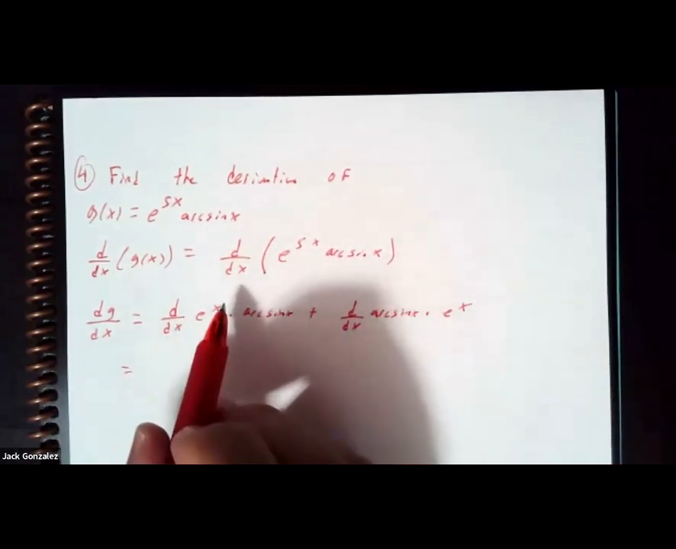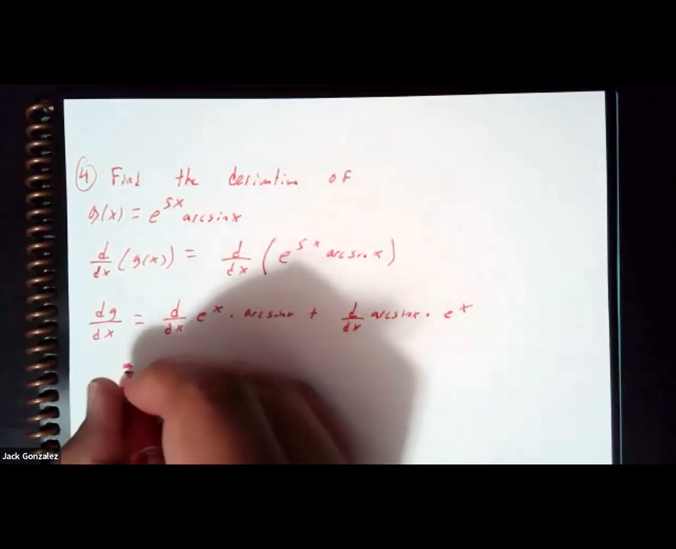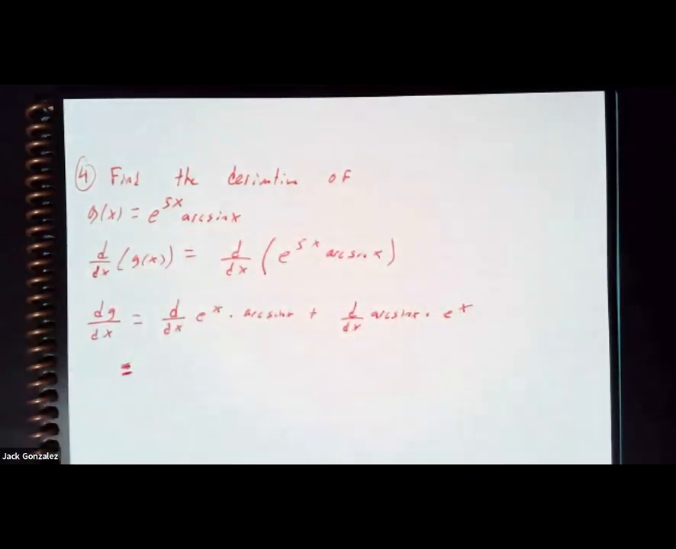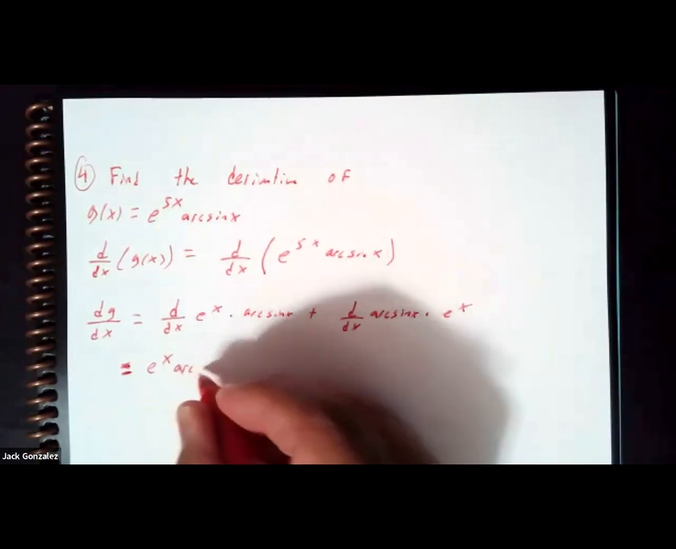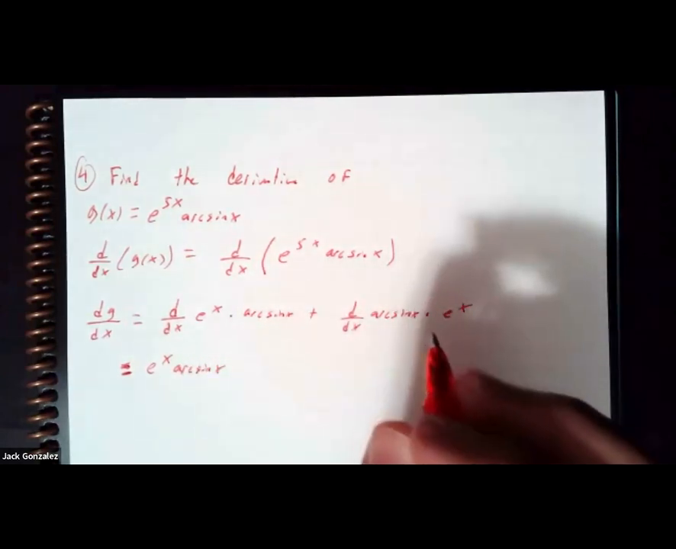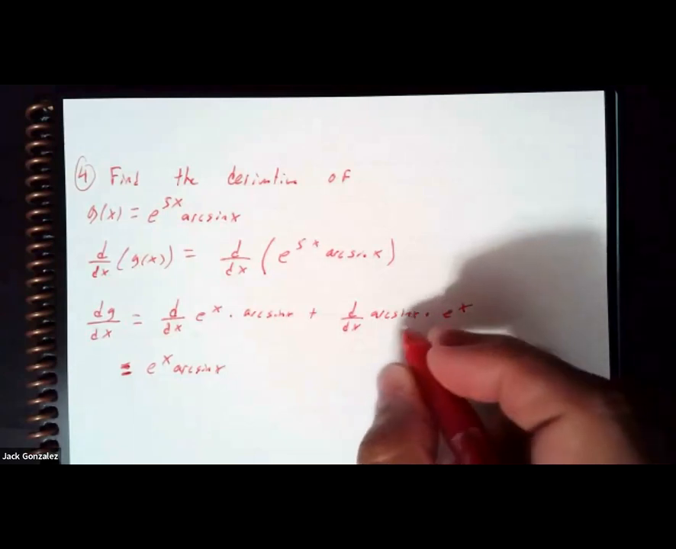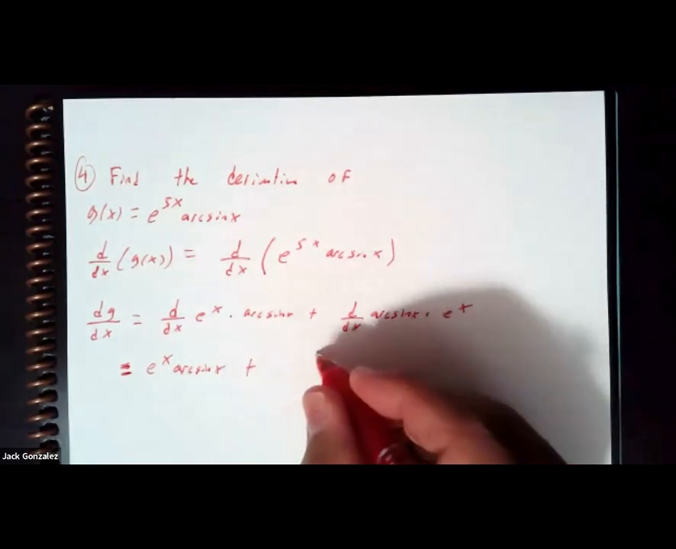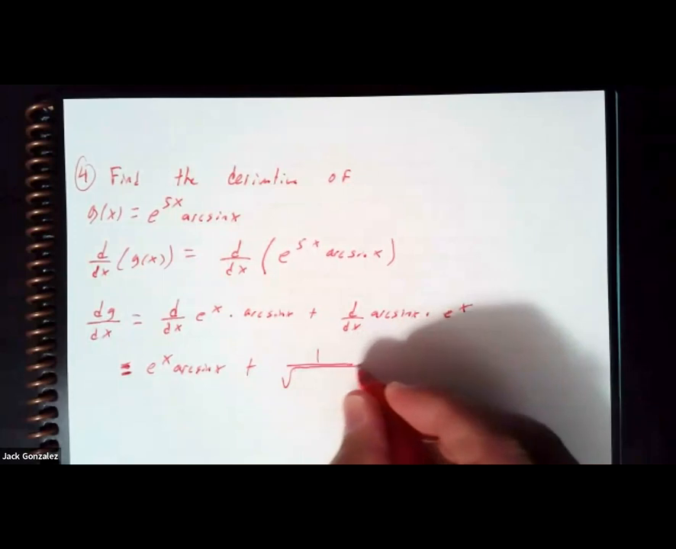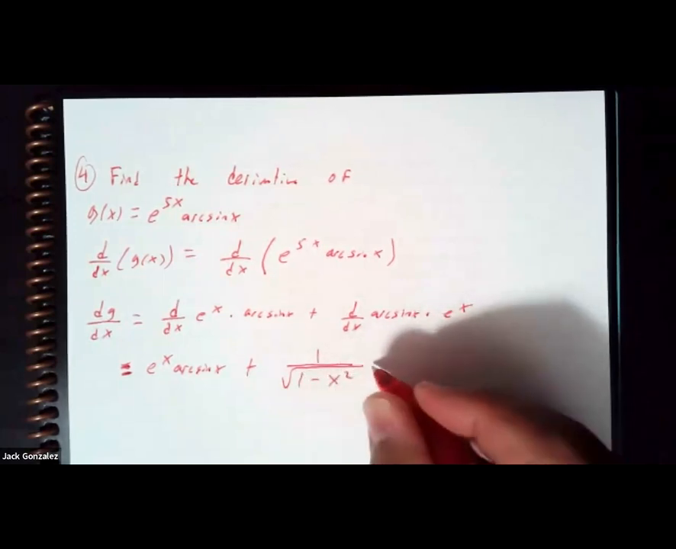What is the derivative of e to the x? Just e to the x. Yeah, pretty much, right? Just itself. The derivative of arc sine is a formula, right? So that'll simply be 1 over the square root of 1 minus x squared, times e to the x.